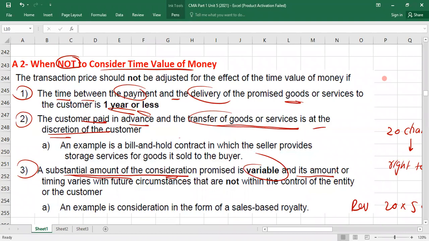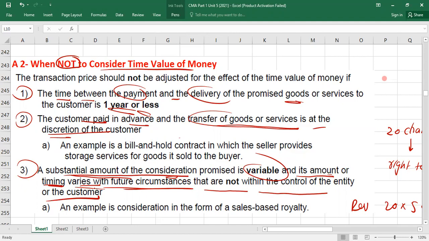And its amount of consideration or timing varies, because we don't know when the customer will come. Will he come to take a discount? Will he come to return the goods? Right or wrong? And the amount and timing vary with what? Future circumstances that are not within the control of the entity or maybe the customer also. Because how can we say the product will be defective? Maybe products are not going to be defective. Right or no? If consideration is variable, again, we do not need to consider time value of money.